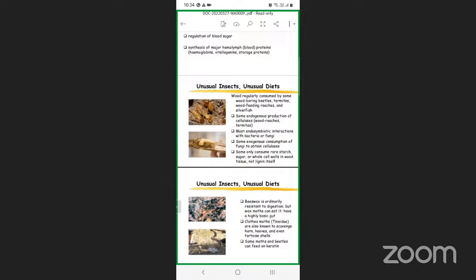Detritivores: these insects feed on decaying organic materials. Examples: decaying flesh like dung, and so on. You can write dung beetles, carrion beetles.